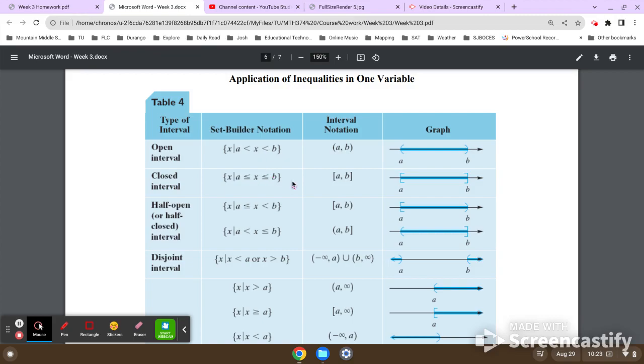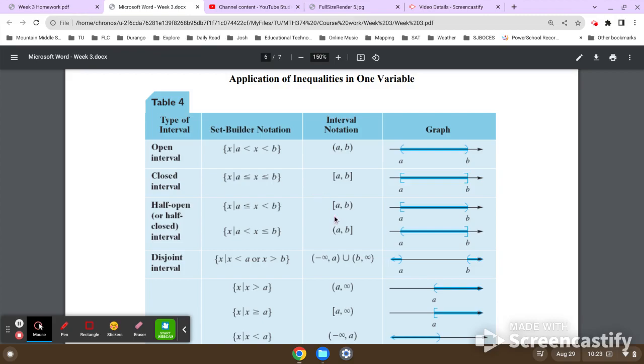We go to a closed interval. We use brackets instead of parentheses, so brackets on the graph. It reads very similarly: the set of all x's such that, let's go the other way around, I like to read it from the middle, x is greater than or equal to A, and x is less than or equal to B.